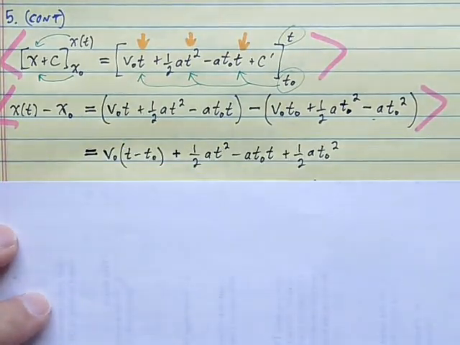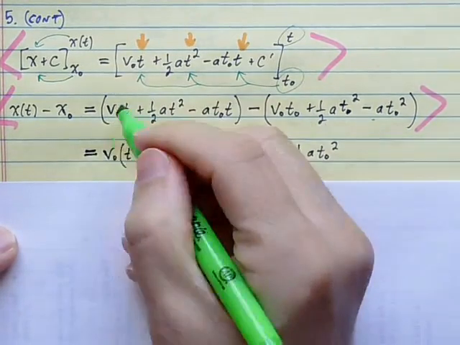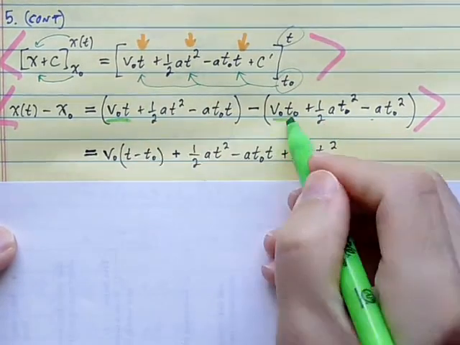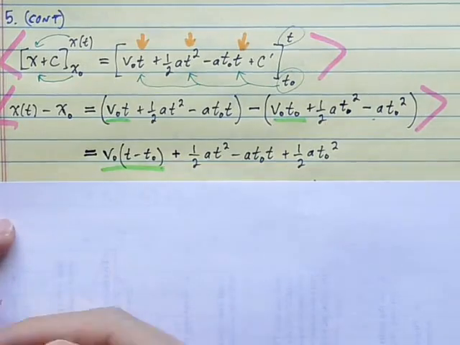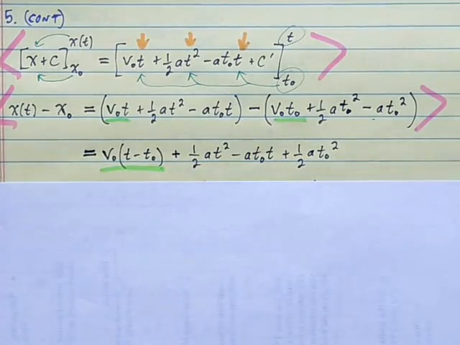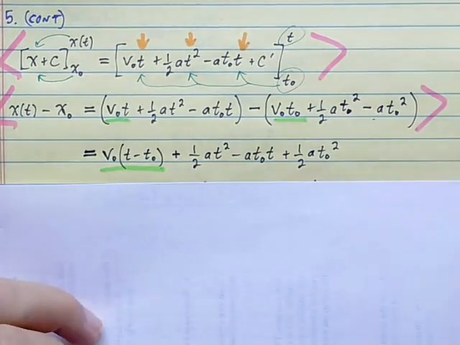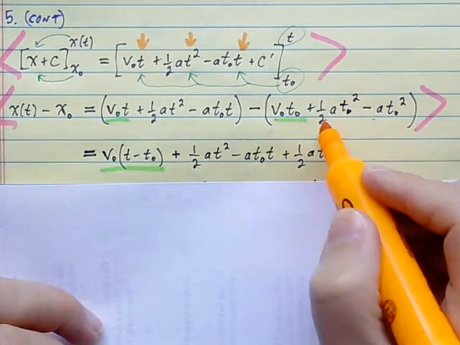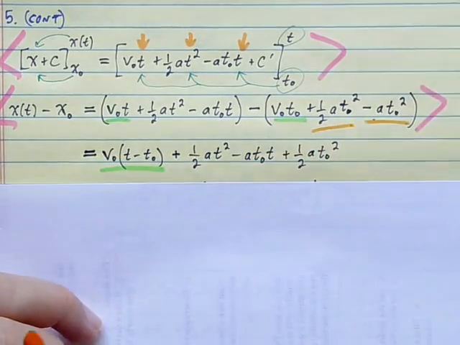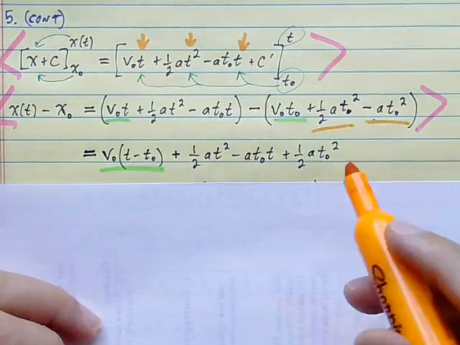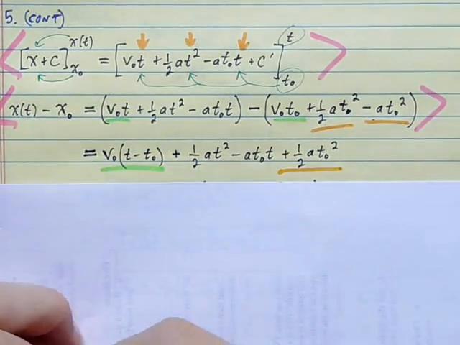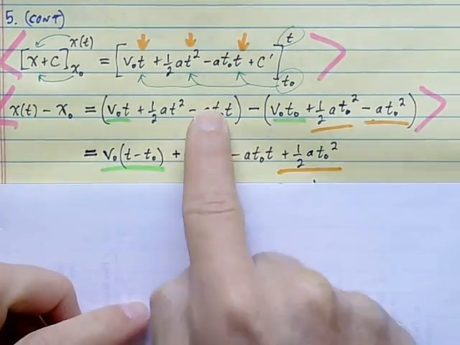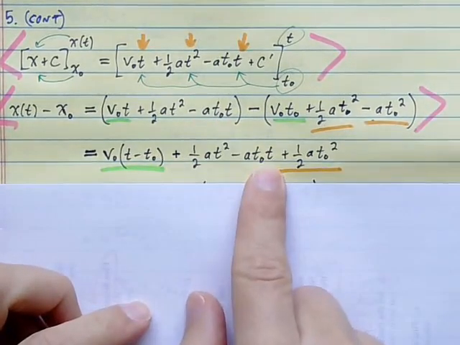Let's see. I'll note that I've got a v naught t term and a v naught t naught term. I'm going to combine those terms to give us this term right here. I also see that 1/2 a t naught squared minus a t naught squared gives us negative 1/2 a t naught squared. There's a minus out front of that, so those combined give us this term. And then here are the remaining two terms carried down.